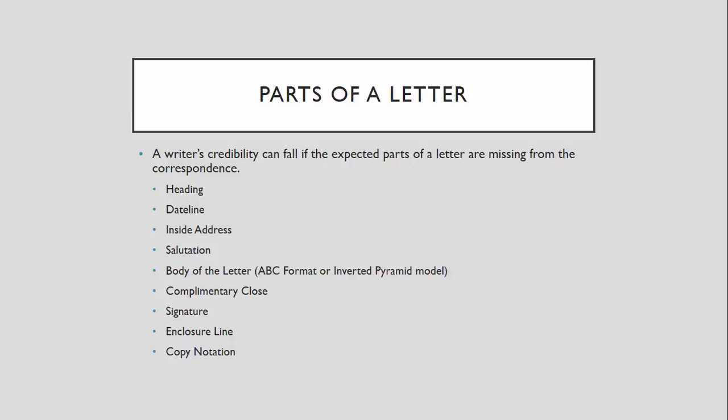Okay, and so ABC format or inverted pyramid model, depending on the type of letter you're writing, that goes in the body of the letter. Now, for the letters that you'll be writing in my class, I will typically ask you to use ABC format, and I will typically ask you to make sure you have 3 paragraphs. Okay, and a clear abstract, a clear body, and a clear conclusion, so that I can see you applying that model in each of those paragraphs. So make sure that you try to have 3 paragraphs in that ABC format.